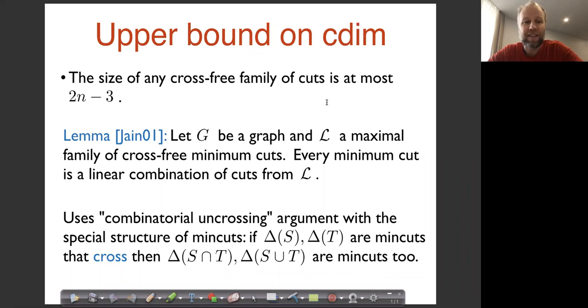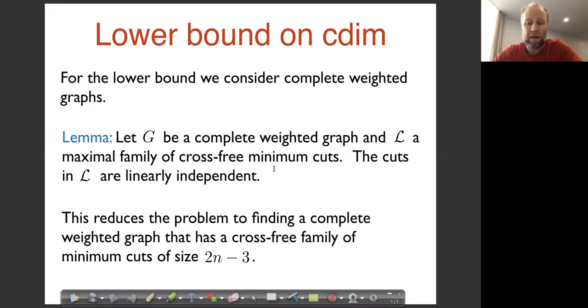So this is a very nice lemma, and it basically uses a combinatorial uncrossing argument, and the fact that min cuts have this special structure, which is that if delta S and delta T are min cuts and they cross, then because of submodularity, delta of S intersect T and delta of S union T have to be min cuts as well. So you use this property in this combinatorial uncrossing type of argument to show this lemma. Okay, so that's basically it.